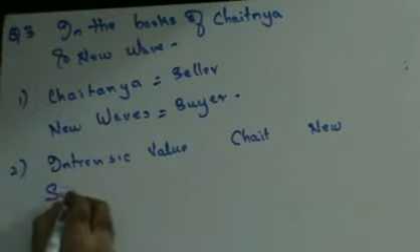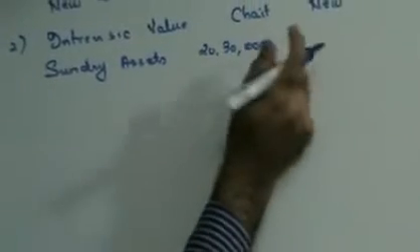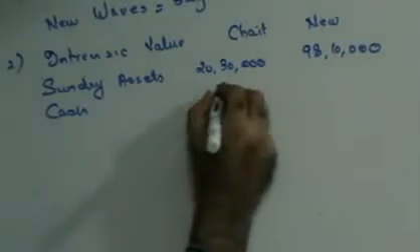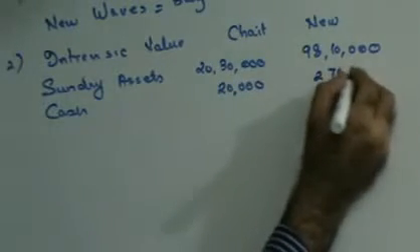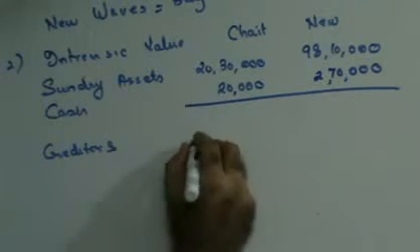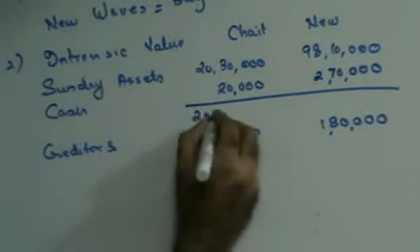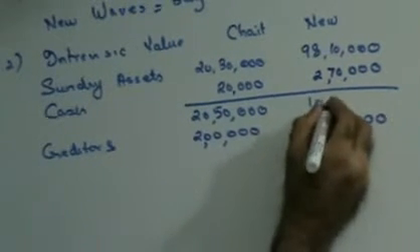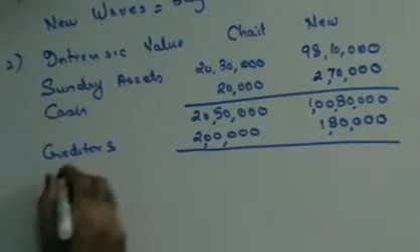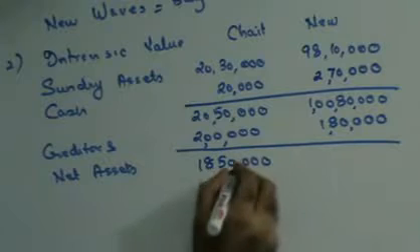First, let's find out the assets taken over. You have sundry assets: 20,30,000 and 98,10,000. Then you have cash, which is 20,000 and 2,70,000. Less creditors. Creditors are given to you as 2 lakhs and 1,80,000. This is 20,50,000 and this is 1,80,000. The net value of the assets is going to be 18,50,000, and this is 99 lakhs.